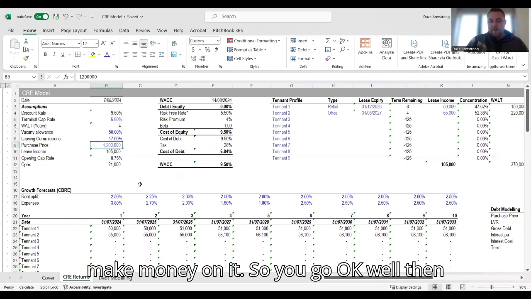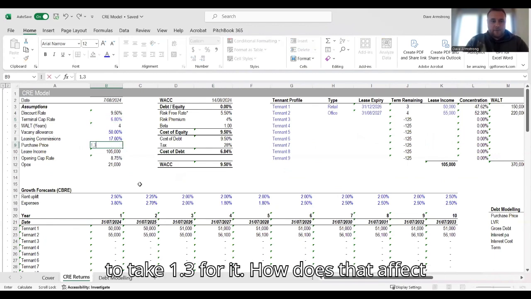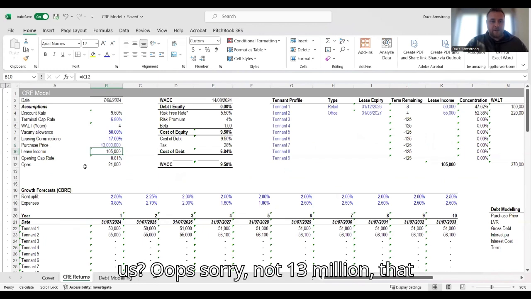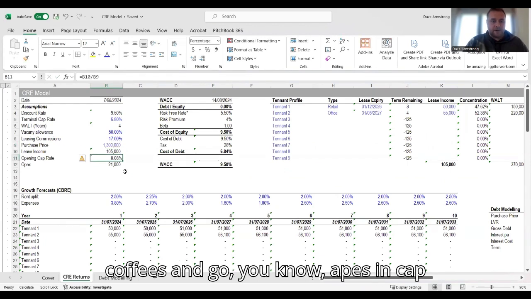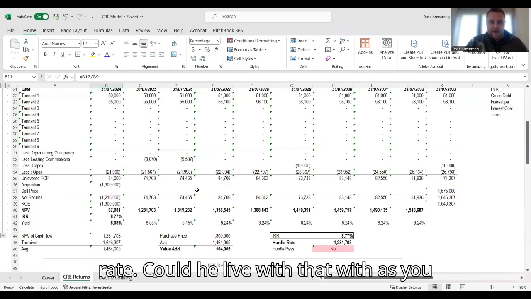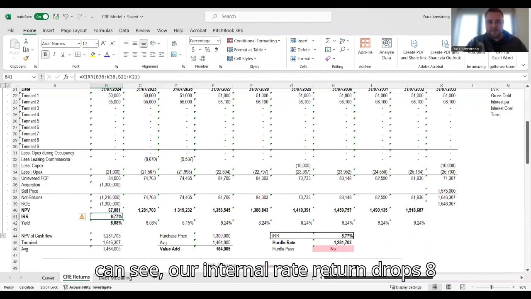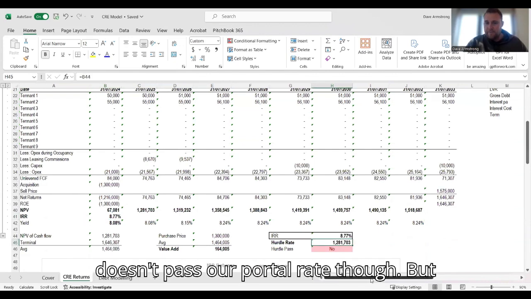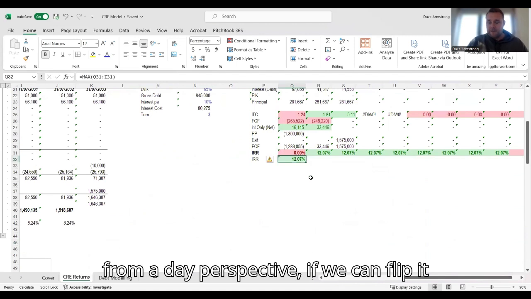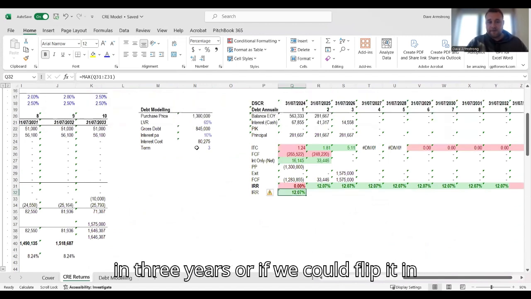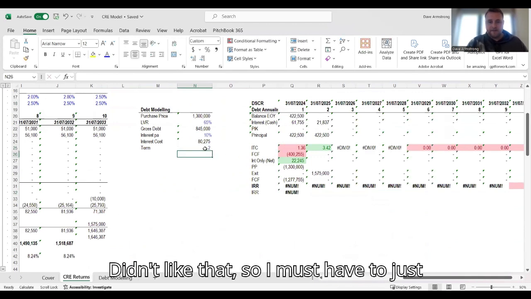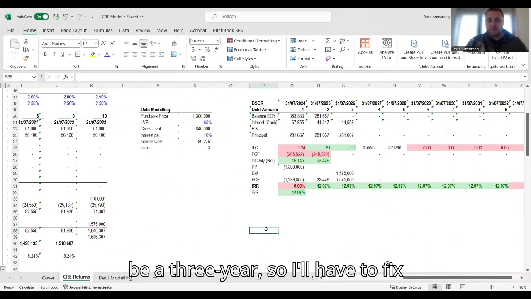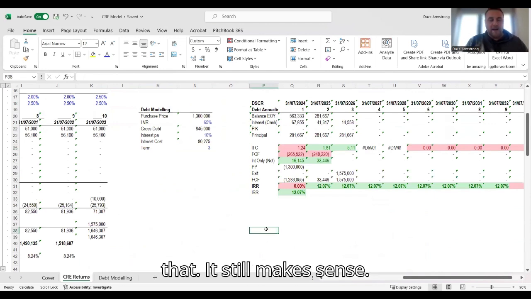So you go, okay, well, vendor comes back and goes, nah, I'm only going to take 1.3 for it. How does that affect us? Oops, sorry, not 13 million, that will screw it. Too many coffees. And go, 8% cap rate, could he live with that? Where does it sit? As you can see, our internal rate of return goes from 8. Doesn't pass our hurdle rate though. But from a debt perspective, if we could flip it in 3 years, or if we could flip it in 2 years, whoops, didn't like that. So it must have to just be a 3-year. So I'll have to fix that.